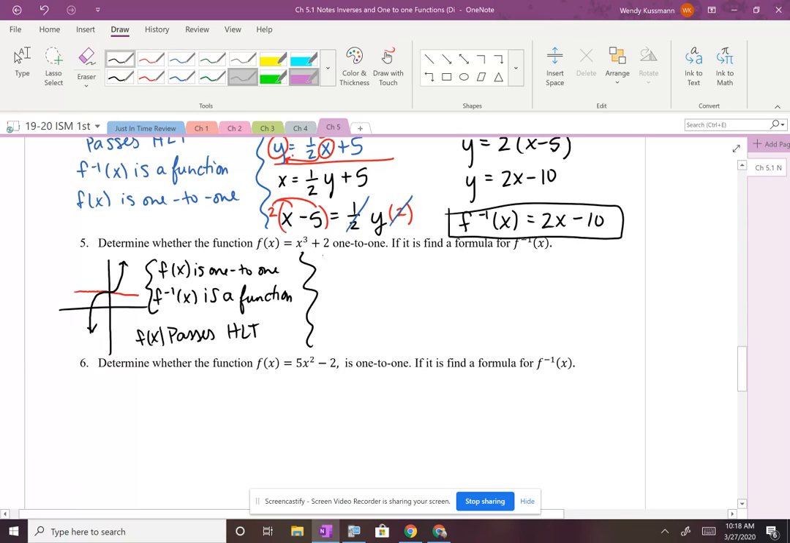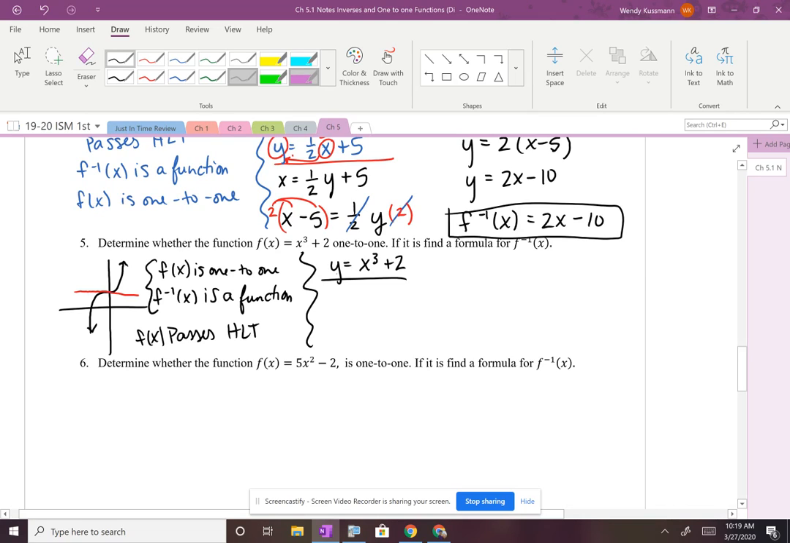So we have f of x equals x cubed plus 2. The first step is to change f of x to y. Y equals x cubed plus 2. The second step is change x with y. Anywhere you see an x, you're going to put a y. Anywhere you see a y, you're going to put an x. You do not change anything else. The cube will stay there. We will not touch the cube. You're not going to touch the plus 2.